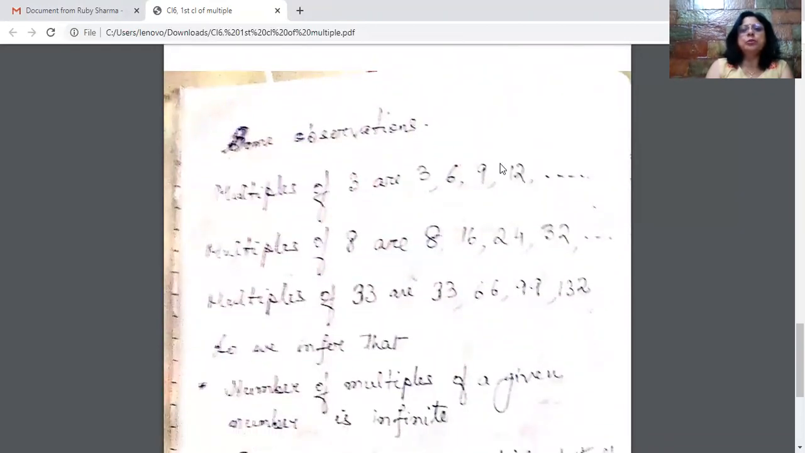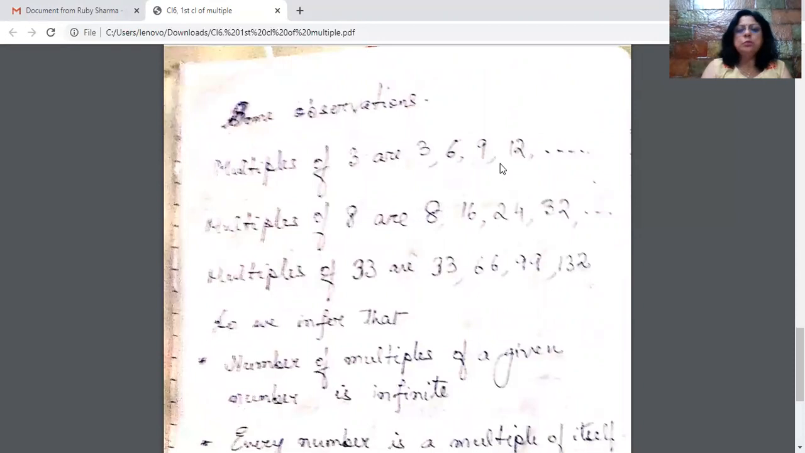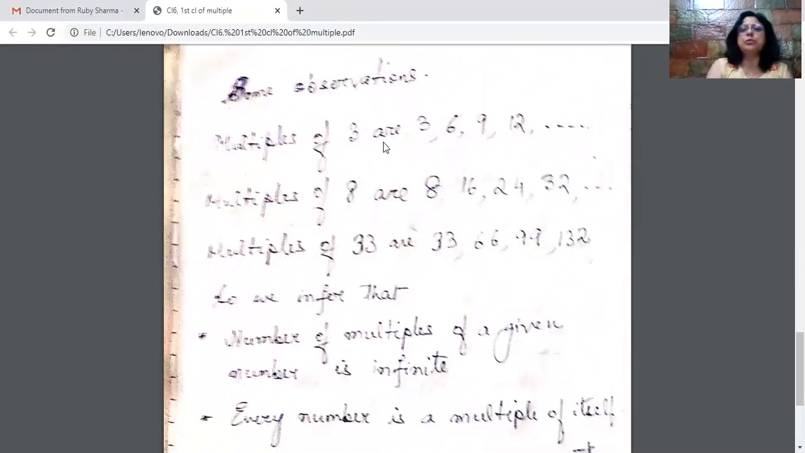Now these are some of the observations. When you found the multiples, now see, suppose I say multiples of 3 are what? We start with 3, then 6, then 9, 12. Multiples of 8 are all these, isn't it? Starting is 8, then 16 and so on. Multiples of 33 are how much? 33, then 33 twos are 66, 33 threes are 99 and so on. So what do you observe from here? That the number itself is a multiple and it is the smallest multiple.